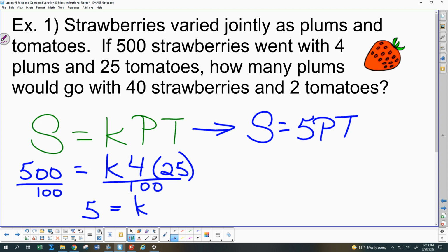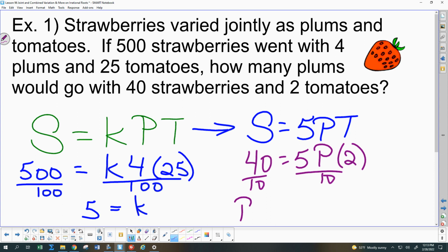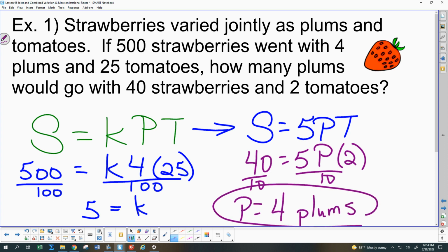Maybe S is the one we need to find. Maybe it's one of the others. Doesn't matter. So we want to know how many plums go with 40 strawberries and 2 tomatoes. So you guys go ahead and find P in there. We have 5 times P times 2. So figure out what we have to divide by, divide both sides by that, and we will have our number of plums. And hopefully we are just about finished working our way through that. Austin, what'd you get? Anybody else 4? So again, the 5 times 2 is 10, divide both sides by that, and P is 4, and we label it plums. Easy enough, right?